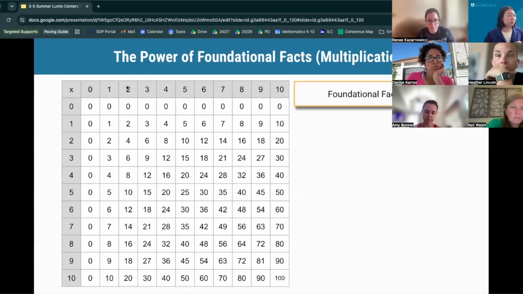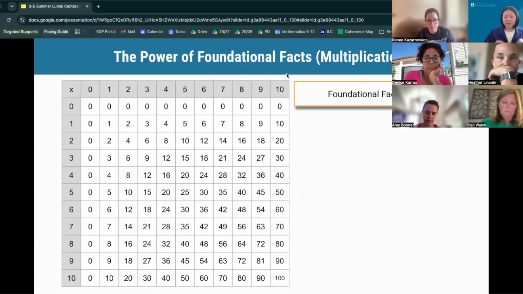Is it the 0, 1, 2, 3, 4, 5, 6, 7, 8, 9, or 10? So I want you to think about that. Think about the students that you've worked with. Historically, which of these facts have come a little bit easier for them compared to others? Think about that. Put that into the chat, but don't press enter yet.